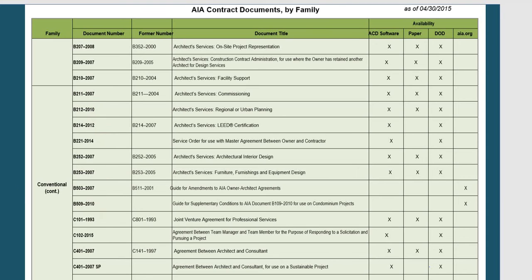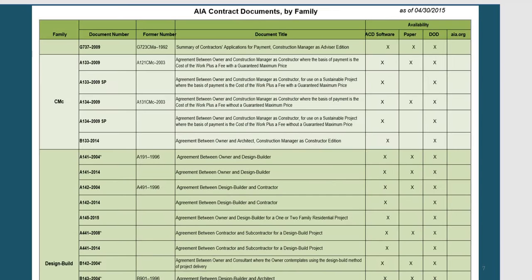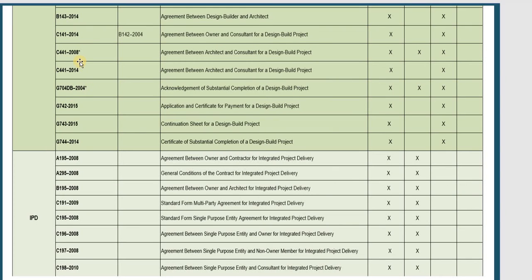After B, we have C. We have a few of them. That means the agreement between the architect and the consultant. So they have a lot of forms: A, B, C, D, and G. If you go further, you can see G. For example, G703-2015 is the continuation sheet for design-build projects. And for example, G702-2015 is the application and certificate for payment for design-build projects.